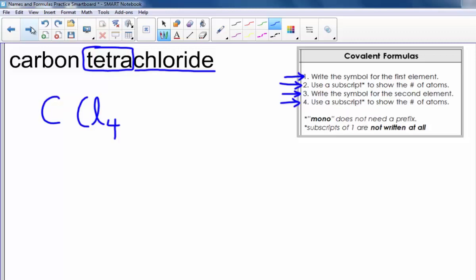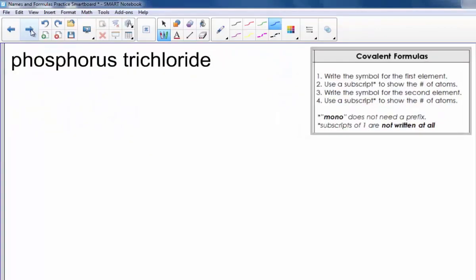So let's go ahead and move on to the next one. For phosphorus trichloride, we can repeat the process. On the periodic table, phosphorus has a symbol of capital P, and chlorine has a symbol of Cl. Phosphorus doesn't have a prefix, and so we're not going to write a subscript of 1, but the tri prefix on chlorine means that there are 3 atoms of chlorine in that molecule. So this one is done. Let's go ahead and move on.